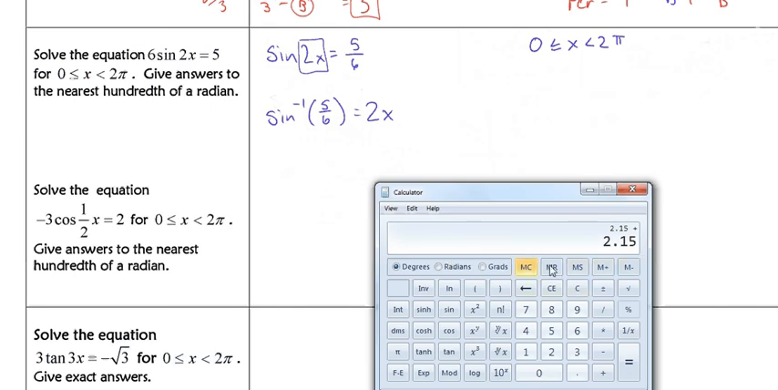Let's clear that out. So 5 divided by 6, and then sine inverse of that. Oops, let's get it into radians instead. So 5 divided by 6, inverse sine, and we've got 0.99 to the nearest hundredth. All right, 0.99.